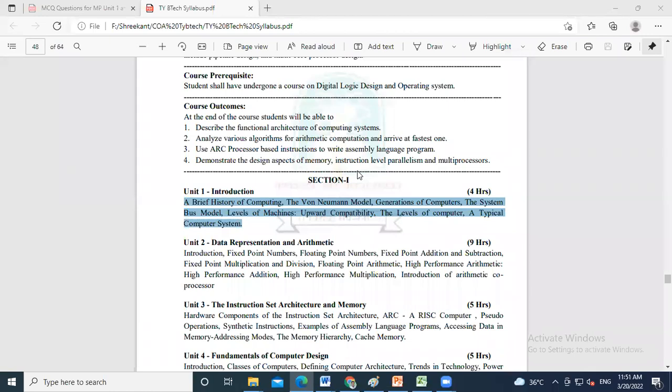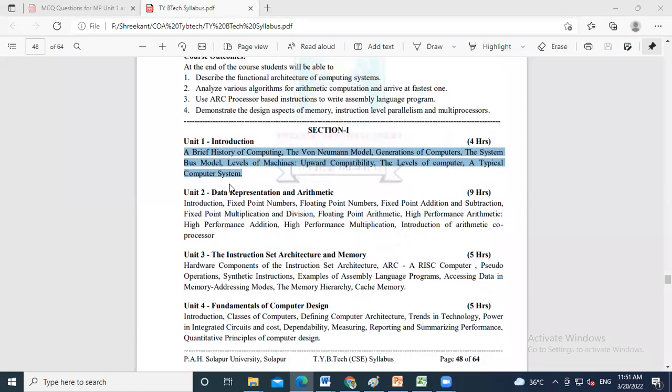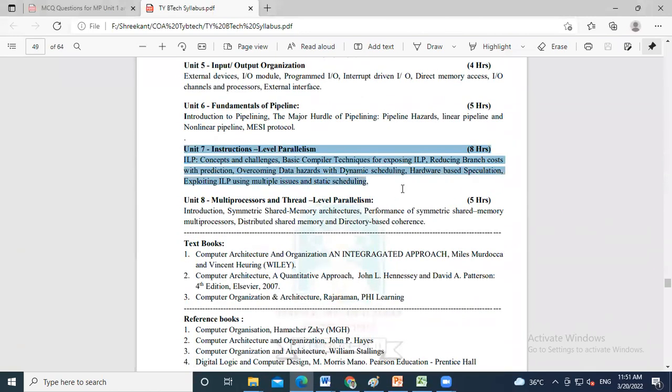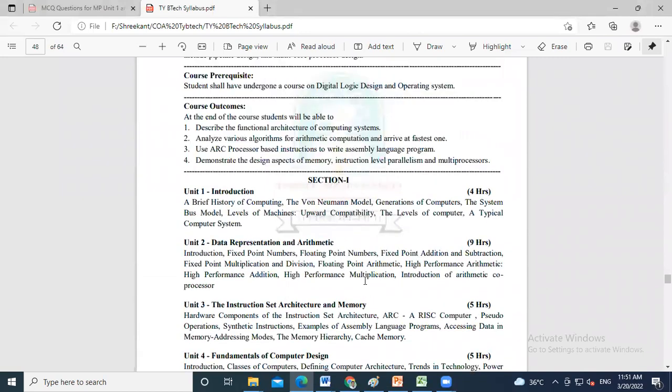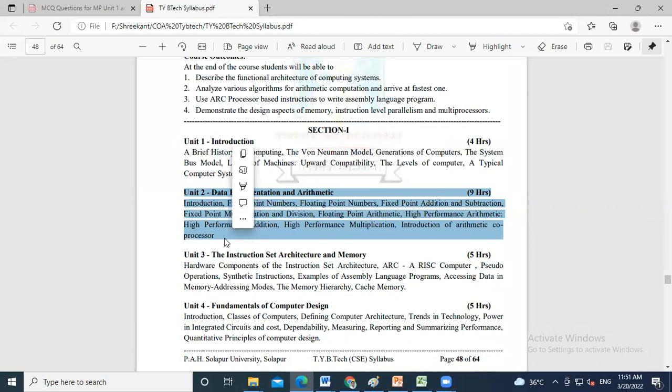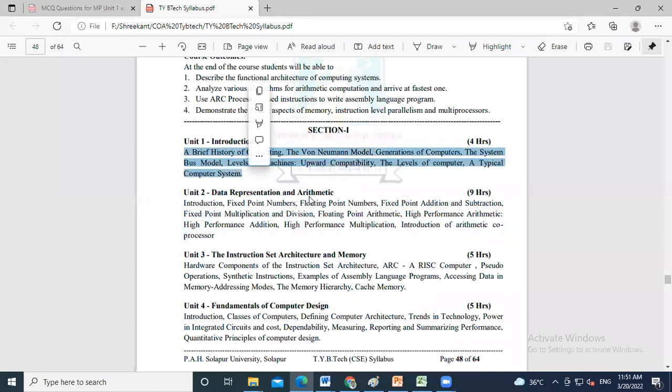Okay, dear students, please go through the complete first unit of computer organization. It is a very small unit. From the next lecture onwards, we will start the second unit. That is a big chapter. The second and eighth units are much bigger than the others. Before starting the second unit, I will provide you complete handwritten notes of this first unit.